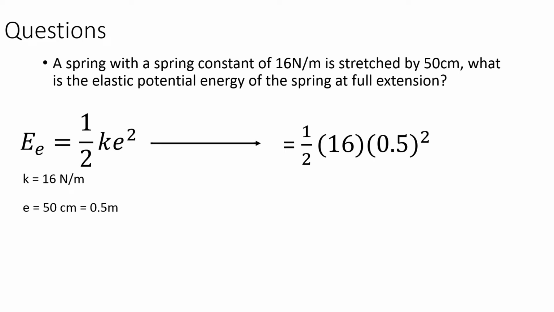I'm going to plug that into the equation. Half times 16 times 0.5 squared. 0.5 squared is 1/4, or 0.25. So you get half times 1/4 times 16. So that shows that the elastic potential energy is just 2 joules.